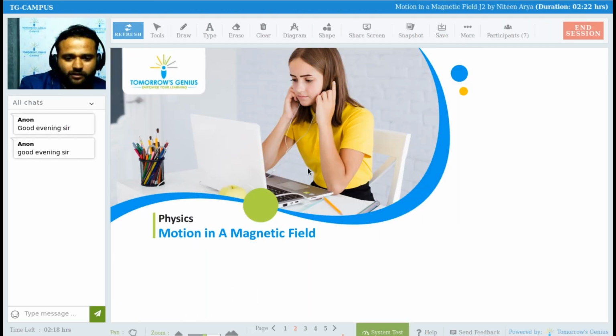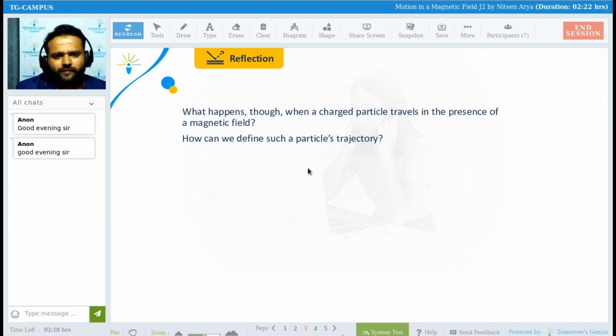Okay, so let's start with the recall. This is your reflection. What happens when a charged particle travels in the presence of a magnetic field? How can we define such a particle's trajectory? So you tell me what happens.